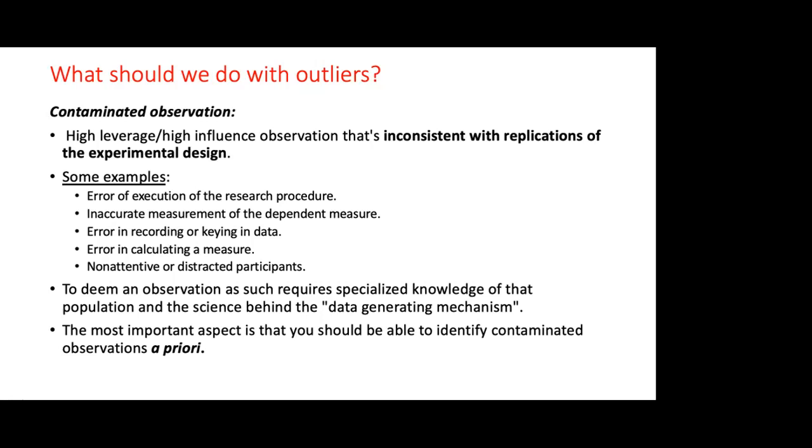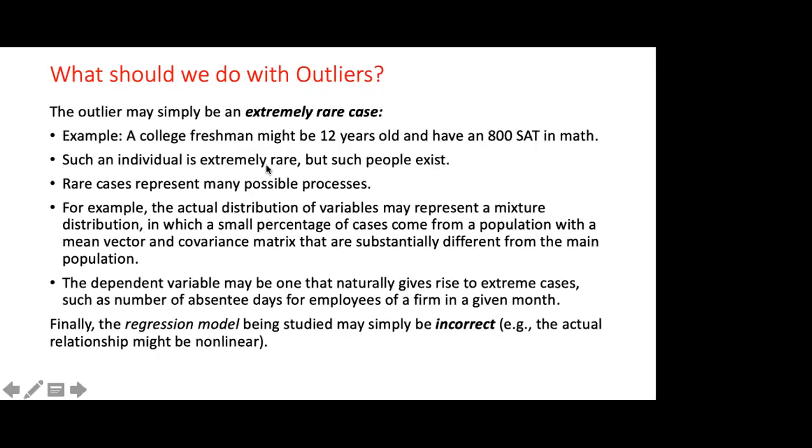So you're not only identifying them based on the fact that they are influential cases and that some statistics are high for them, right? You have to be able to, based on your knowledge of the design and what you expect, what's reasonable for your data, define those. That is not a possible value. All right. And the other alternative is that the outlier is an extremely rare case.